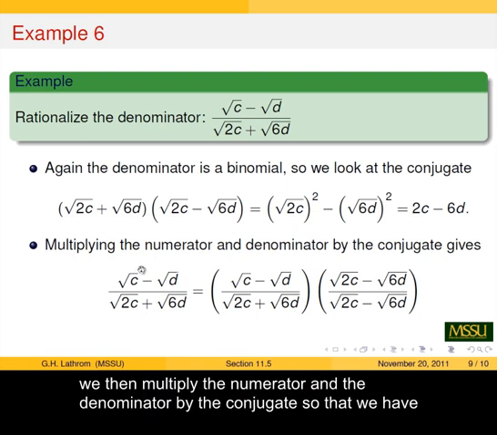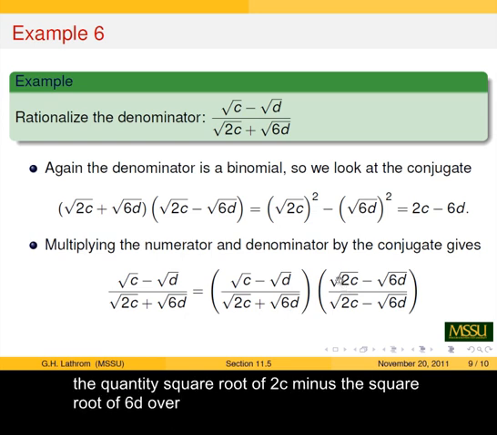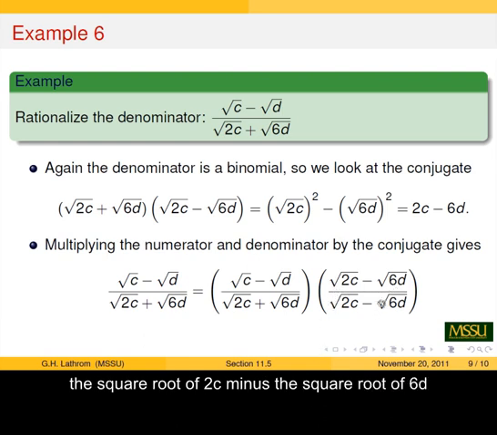We then multiply the numerator and the denominator by the conjugate so that we have the square root of c minus d over the square root of 2c plus the square root of 6d times the quantity square root of 2c minus square root of 6d over the square root of 2c minus 6d.